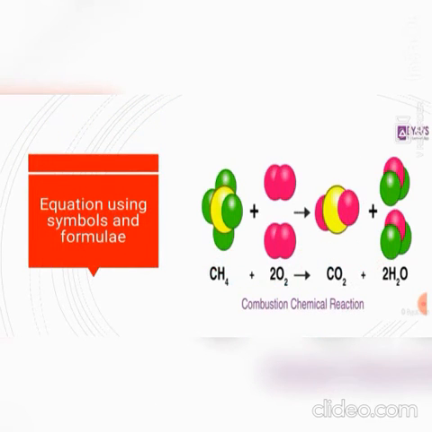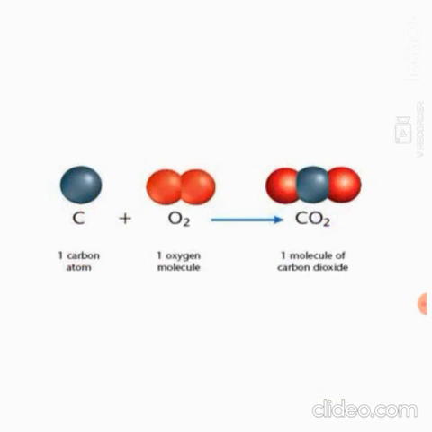Similarly, let us see a few more examples of how to write equations using symbols and formulae. Another example is methane plus oxygen gives CO2 plus H2O. So here also you can observe that the reaction is written in equation form using symbols and formulas. Another example is carbon plus oxygen, which we have already seen in the previous slides.